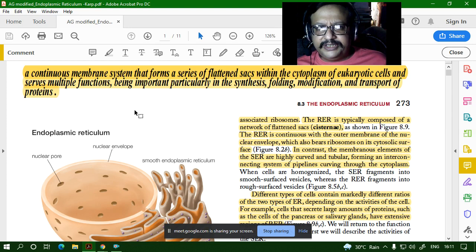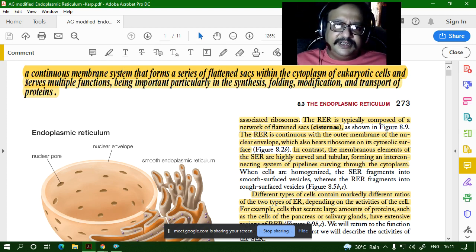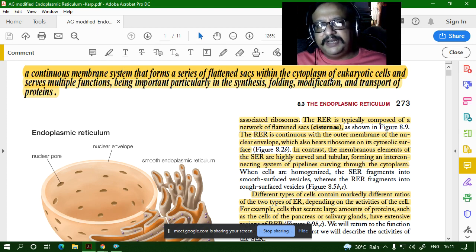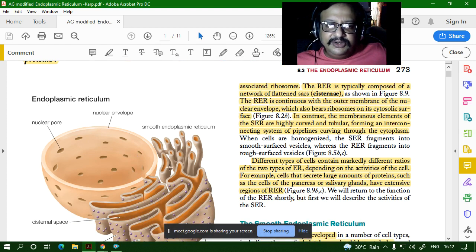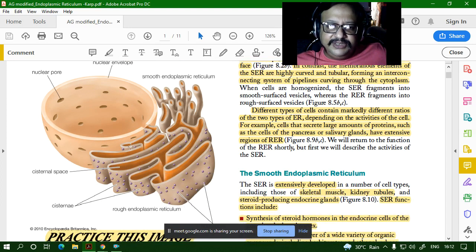According to the definition from Wikipedia, the endoplasmic reticulum is a continuous membrane system that forms a series of flattened sacs within the cytoplasm of eukaryotic cells and serves multiple functions, being important particularly in the synthesis, folding, modification and transport of proteins. So it is a continuous membrane system. The membrane from the nucleus extends continuously into these sac-like structures which you are seeing. So this is the endoplasmic reticulum.